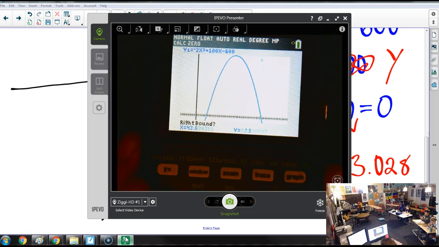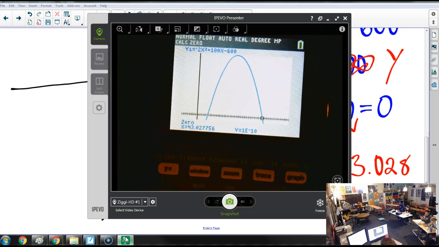Drop a left bound somewhere to the left of where you think it is. Drop a right bound somewhere to the right of where you think it is. And drop your guess where you think it is. Your y value is as close to 0 as it's able to land based on this screen resolution.